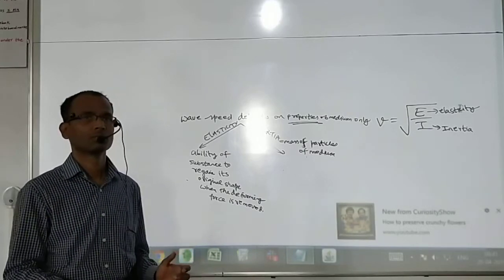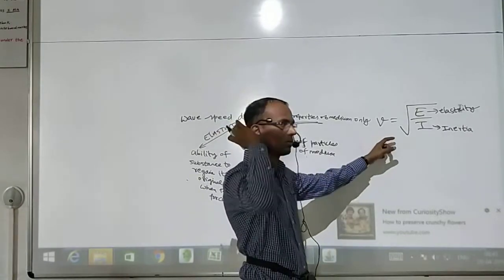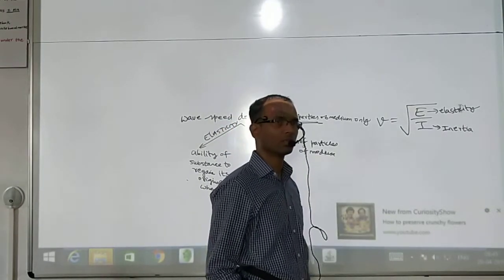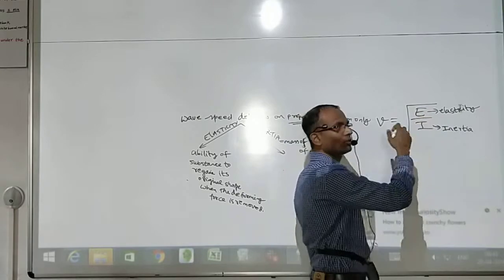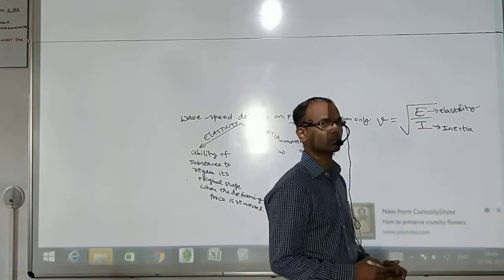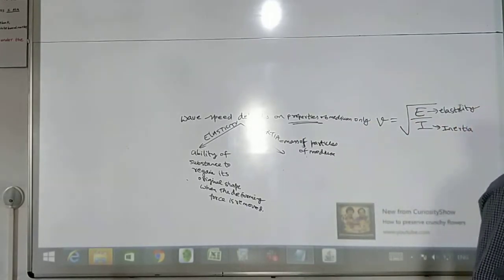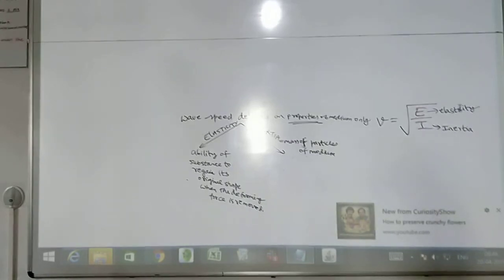So why root of E by rho? It's an empirical thing. If you measure it, it comes out like this. If elasticity is more, the velocity increases according to the root of that. It's an empirical formula. That means by experiment we find it like that.